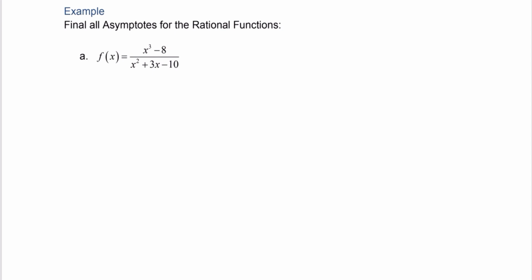Let's find all asymptotes of the rational function. We'll start by finding the vertical asymptotes. To do that, we first need to factor the numerator and denominator. The numerator, notice, is a difference of cubes, so we can factor as x minus 2 times x squared plus 2x plus 4.